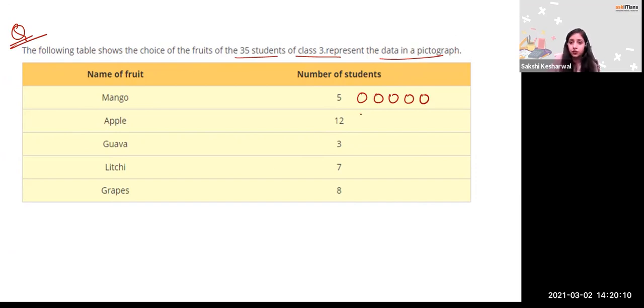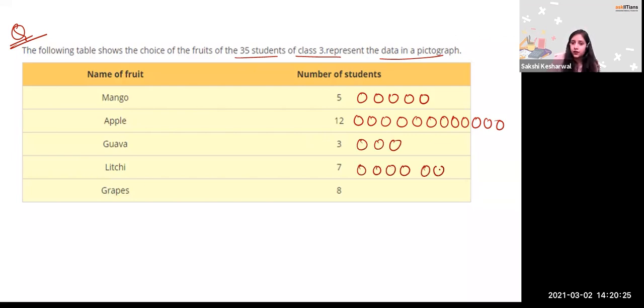Apples were liked by how many students? 5 students. Then 12 students: 1, 2, 3, 4, 5, 6, 7, 8, 9, 10, 11, 12. That's it. Now, guava is liked by 3 students. So 1, 2, 3. And lychee has been liked by 7 students: 1, 2, 3, 4, 5, 6, 7. Right. Grapes are liked by 8: 1, 2, 3, 4, 5, 6, 7, 8.